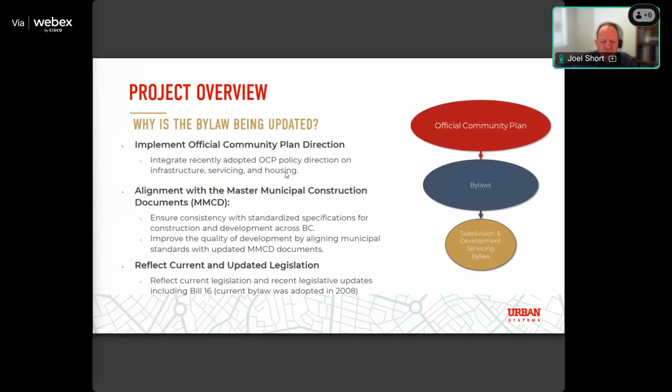And in terms of why it's being updated, it implements the official community plan direction. You have a recent official community plan with direction on infrastructure, servicing, and housing.